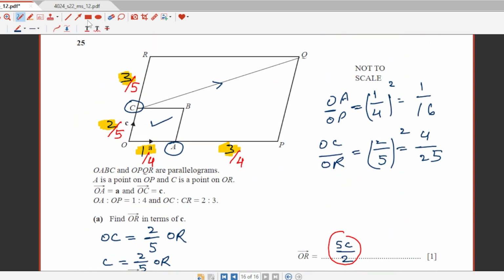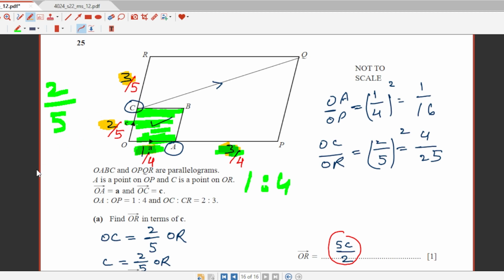Part C, find the ratio of area of OABC to area of OPQR. Here is OABC and the other is OPQR. OABC and OPQR are not similar figures because in similar figures all the corresponding sides are in the same ratio. But if we see, the ratio of OA to OP is 1 to 4, and OC to OR is 2 to 5. 1 to 4 and 2 to 5 are not equal, so we cannot apply the area of similar figures. Hence, we can find the area by a manual method.